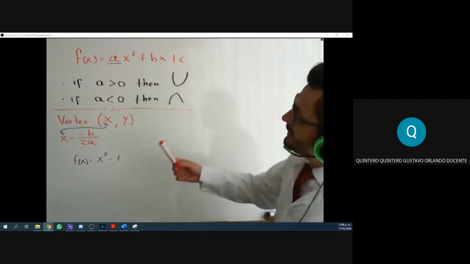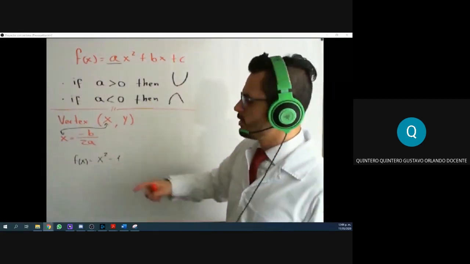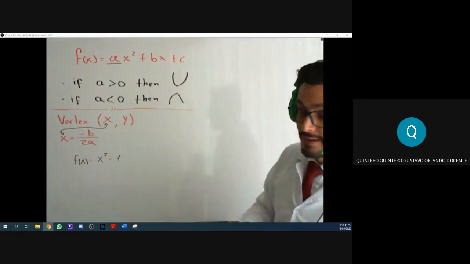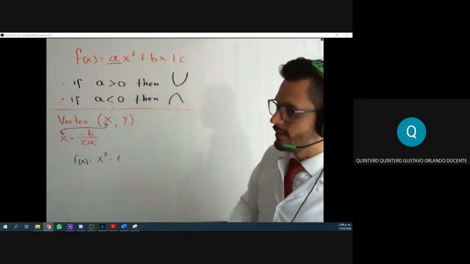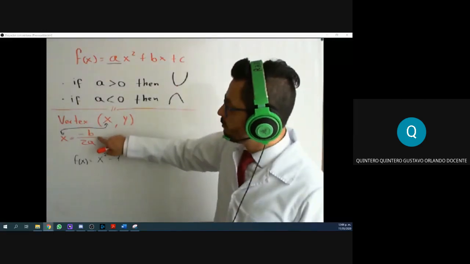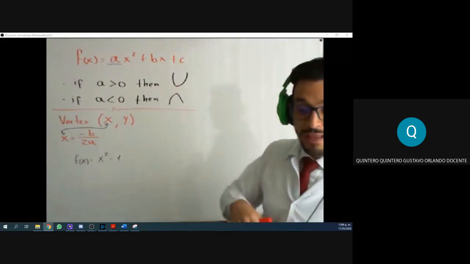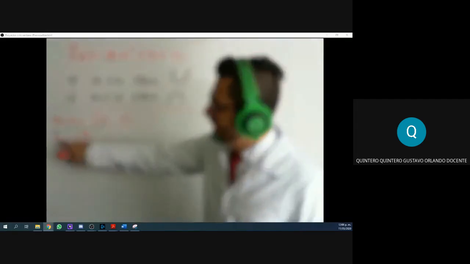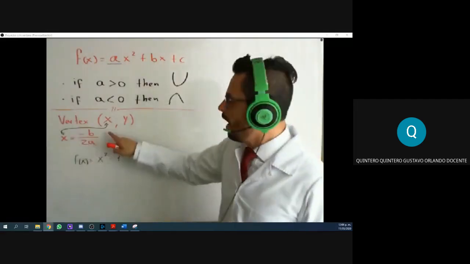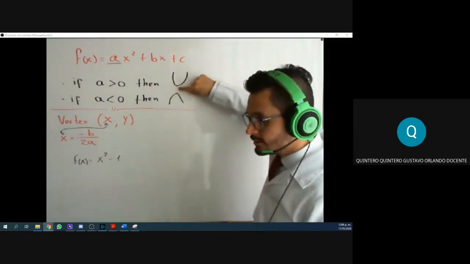So we want to find the vertex of the function f of x equals x squared minus 1, right? That is the vertex we want to find. Now, how do we do it? Absolutely simple. All we need to look for is this little formula and replace the values of b and a in that little formula. That will give us the x coordinate of the point, since a vertex is a point, this little dot in the corner of the parabola.